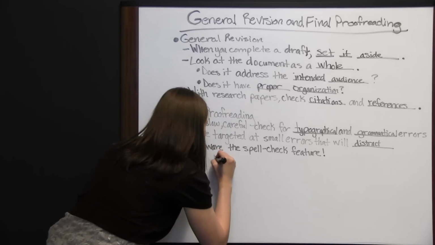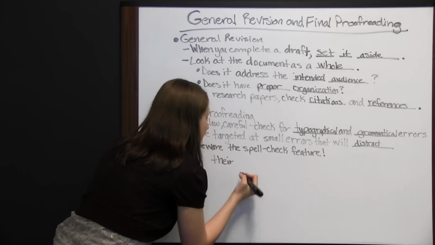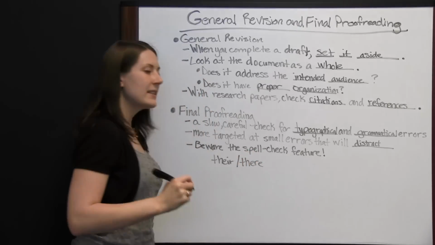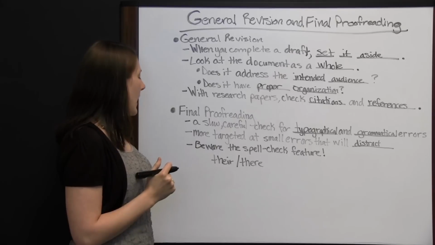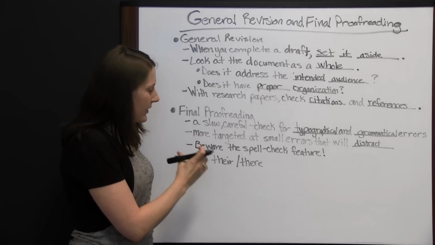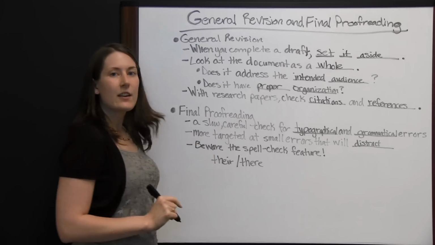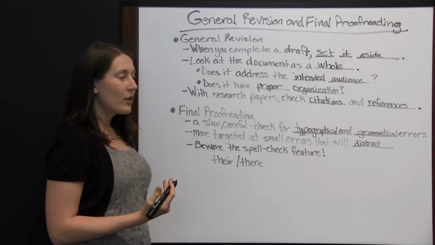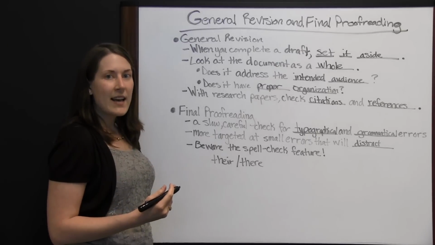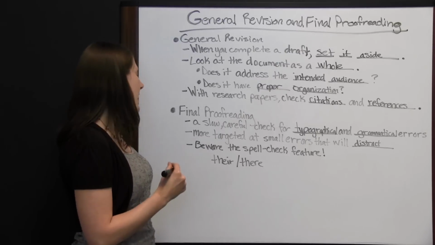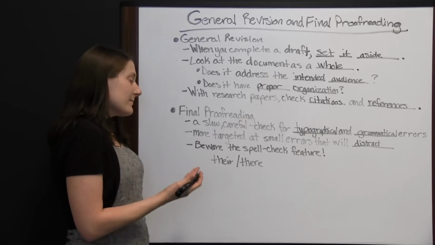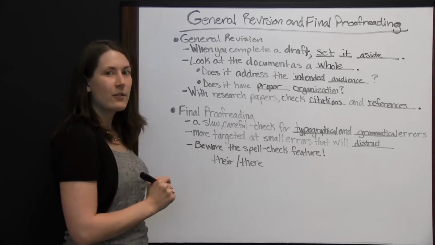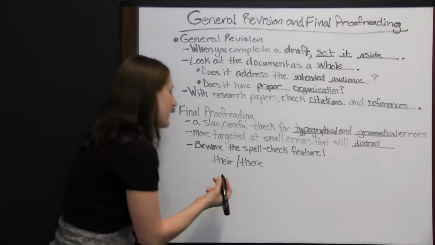Using words like their, possessive, versus there, place in space, the spell check feature won't find these as incorrect words. These are spelled correctly, but if you use the wrong one, people are going to notice that and it's going to bug them. They're going to say, oh, they used the wrong there. Well, spell check isn't going to catch that. You have to catch that whenever you're doing your grammatical error check during final proofreading.